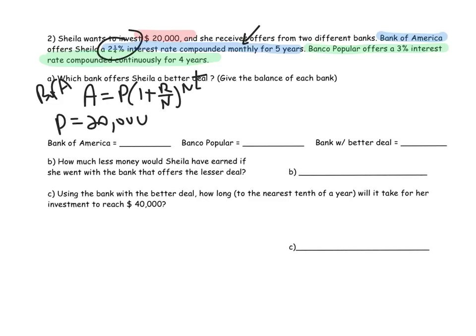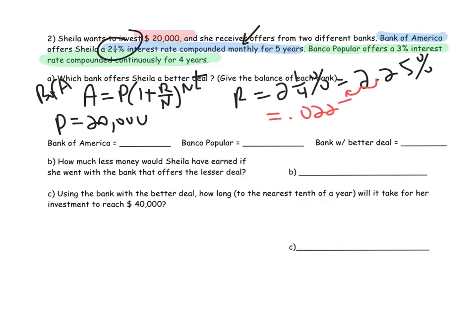The interest rate R is 2.25%. If we convert from a percent to a decimal, we move the decimal point 2 places to the left. So in this case, our R is going to be 0.0225. T is the time in years, and for Bank of America, it's 5 years. And then our N stands for the number of compoundings per year. In this case, the question says monthly, so if something happens monthly, it's 12 times a year.